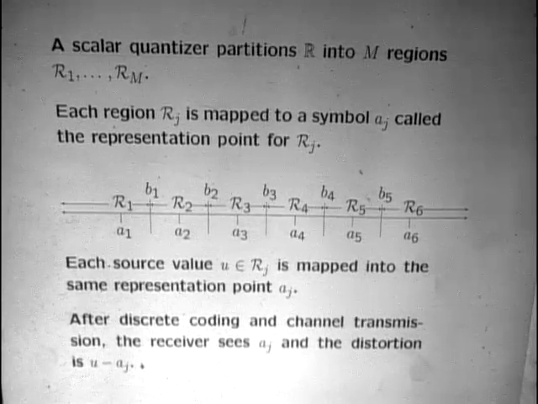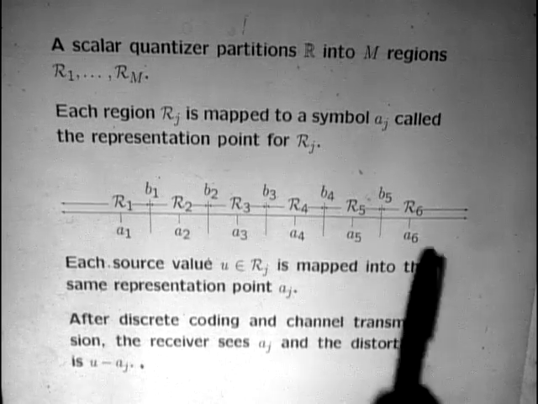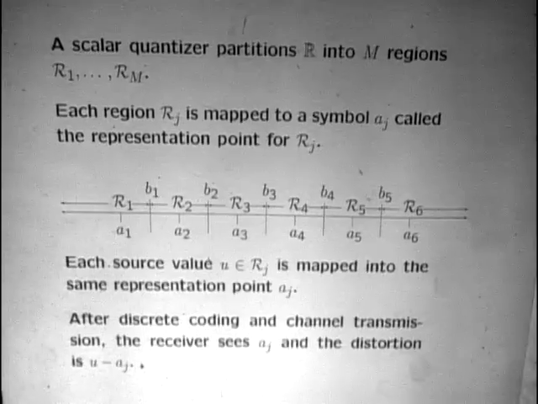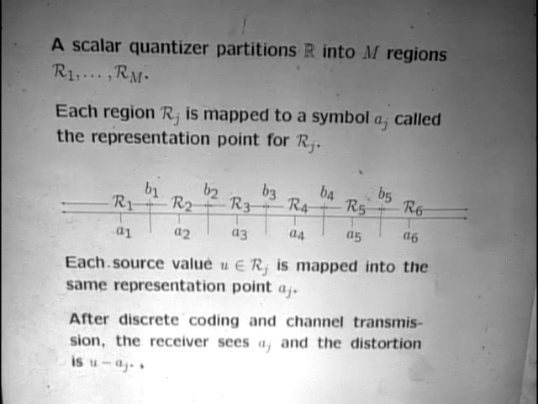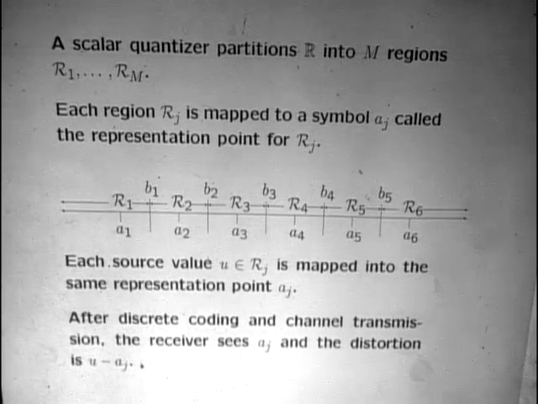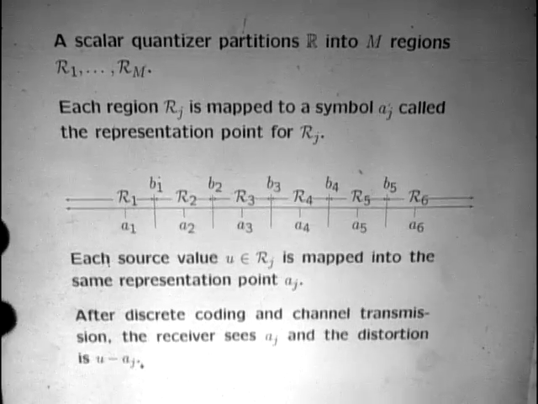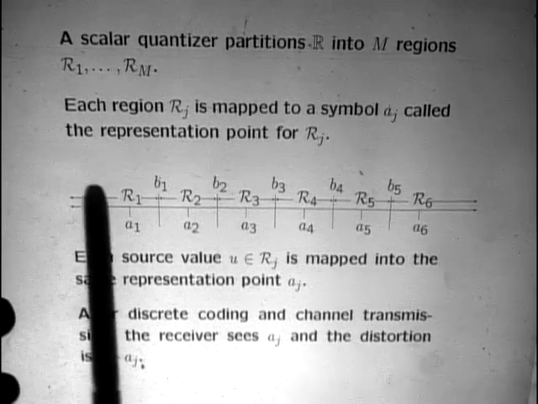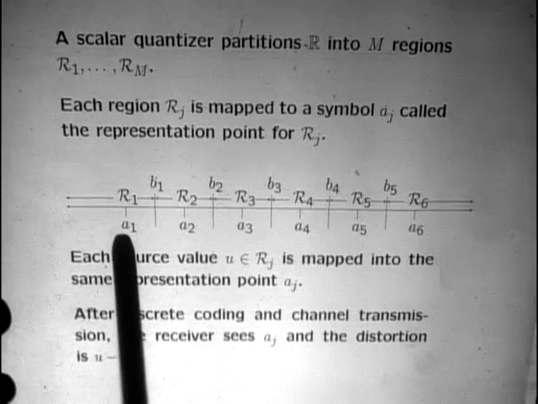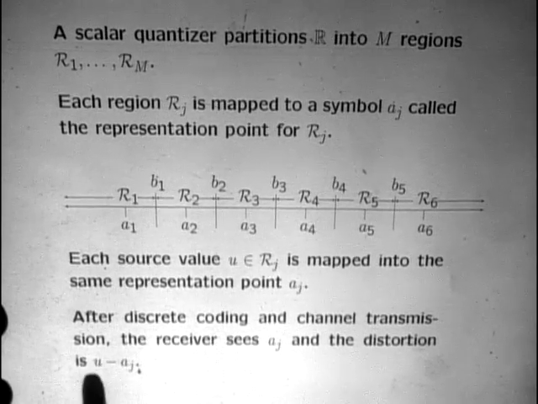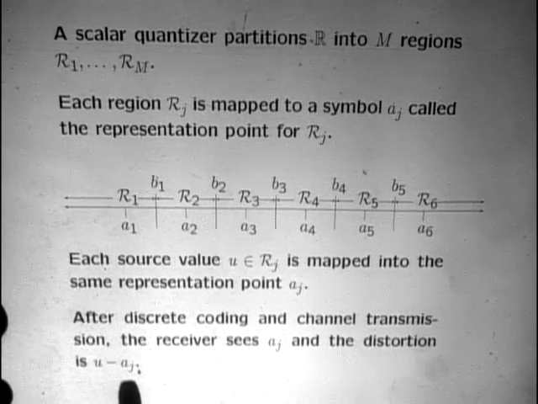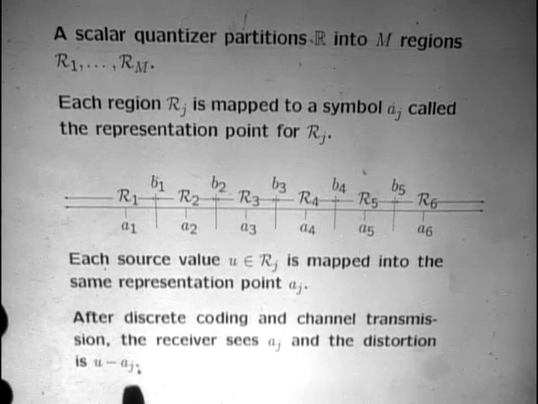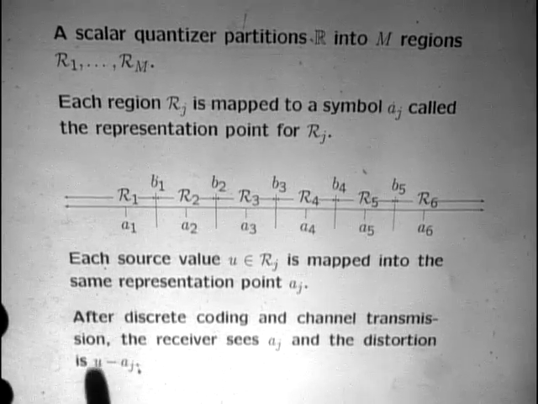Okay, one new thing here. Before, we said when you have a set of symbols, A1 up to A6, it doesn't matter what you call them. They're just 6 symbols. Here it makes a difference what you call them, because here they are representing real numbers, and they are representing real numbers because when you map some real number on the real line into one of these letters here, the distortion is u minus a sub j. If you're mapping u into a sub j, then you get a distortion which is this difference here.